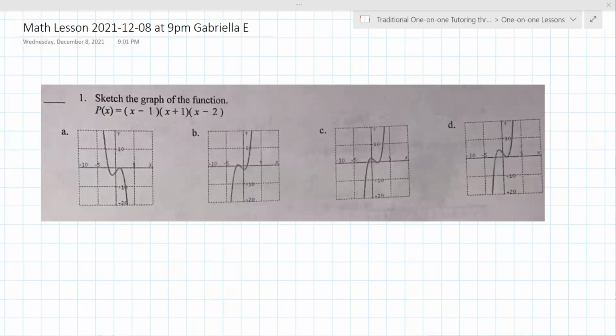Guide you here. So sketch the graph of this function. This one has 3 zeros. It has a 0 at x equals 1, x equals -1, and x equals 2, because you set each of these equal to 0. So that's one way to do it.